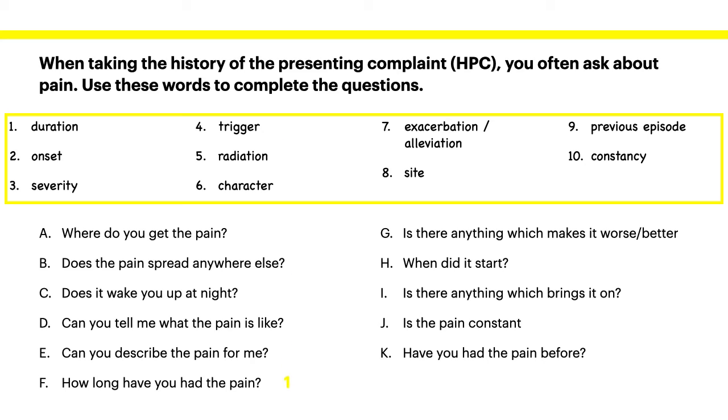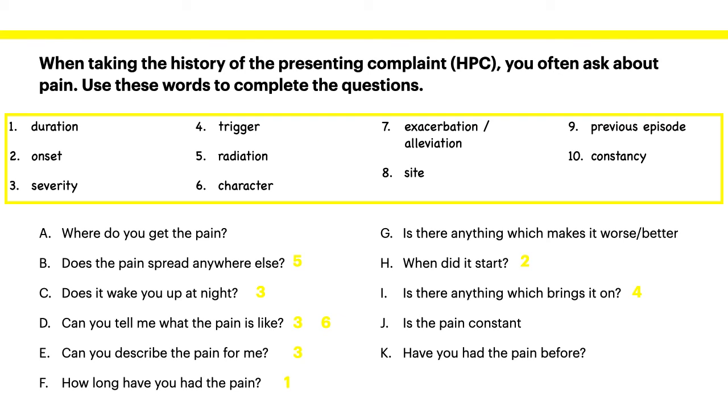So a question about the duration of the pain is question F. How long have you had the pain? The onset question is question H. When did it start? Severity of the pain is question C, D, and E. They all talk about how severe the pain is. A trigger question is there anything which brings it on? Question I. Radiation, which means where is the pain on the body and does it spread anywhere else, is question B.